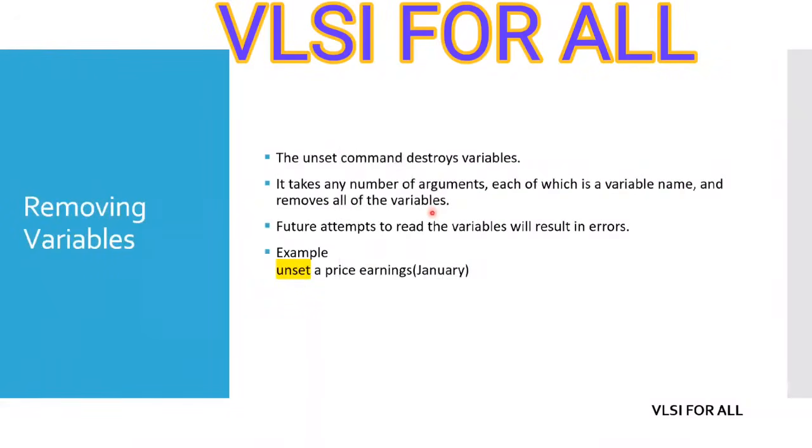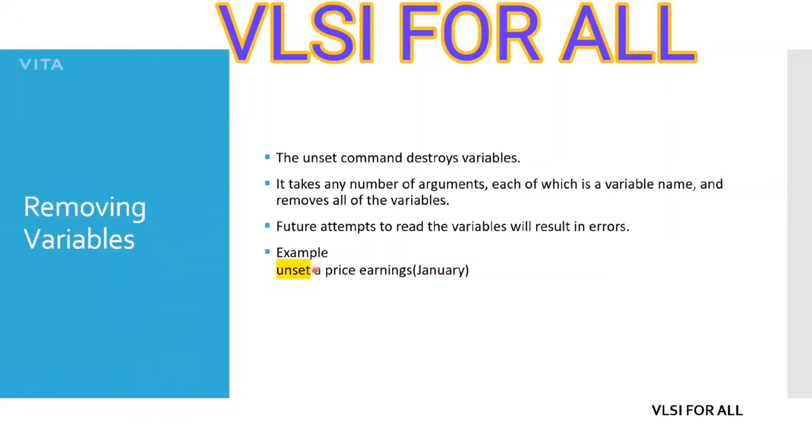Yeah, so we know how to set a variable and print a variable's value. If you've already set a variable but you don't want to use it, you want to remove it, then the command used to remove a variable which has been set is unset. The command usage is like this: you just have to write unset followed by any number of variables which you want to remove.